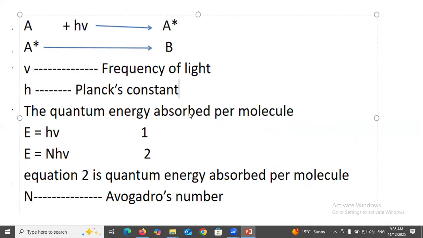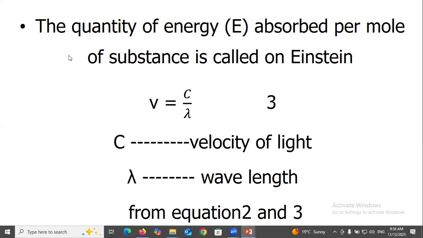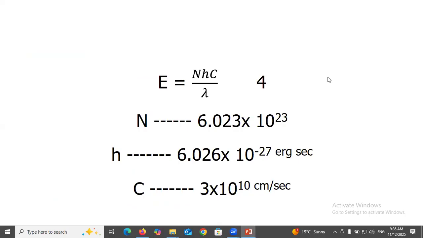The quantum energy absorbed per molecule is E equals hν. Equation 2 gives the quantum energy absorbed per molecule multiplied by Avogadro's number, N. The quantity of energy absorbed per mole of substance is called an Einstein. ν equals c over λ, where c is the velocity of light and λ is the wavelength. From equations 2 and 3, we can write E equals N h c over λ.